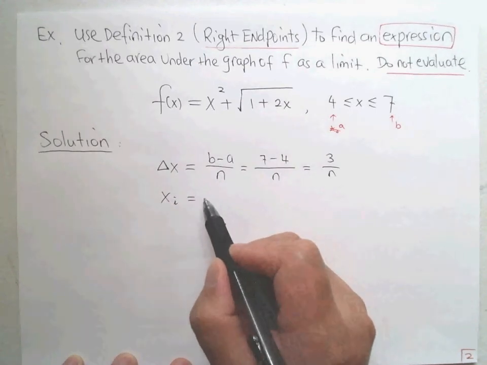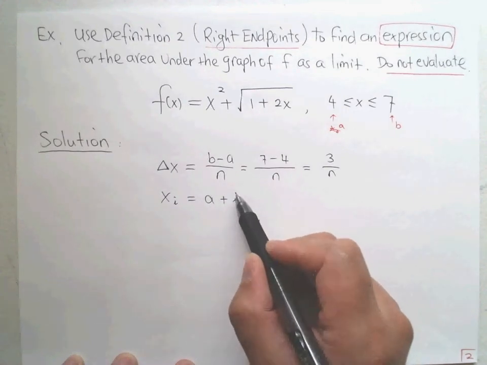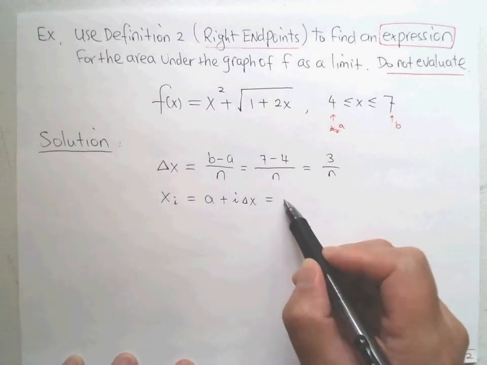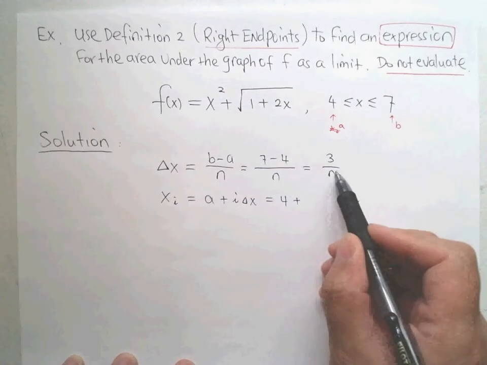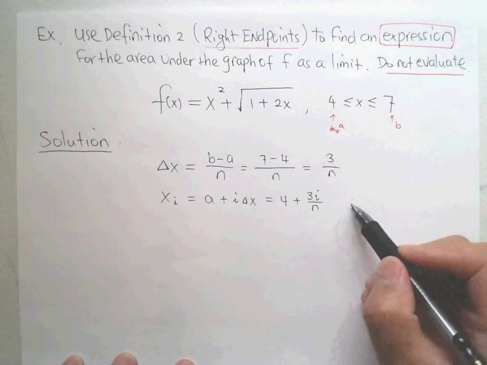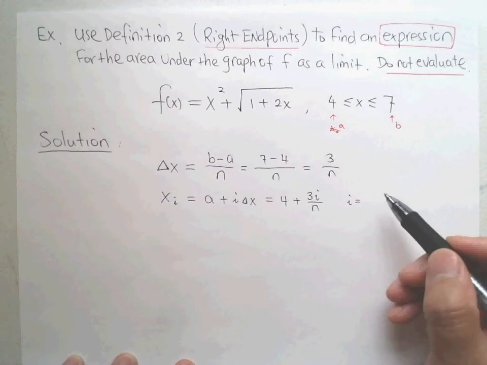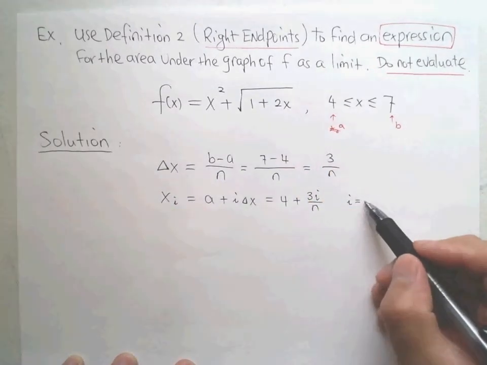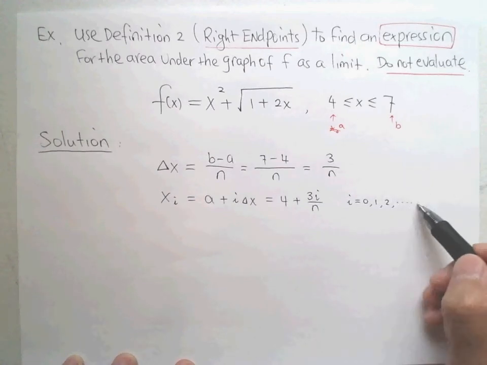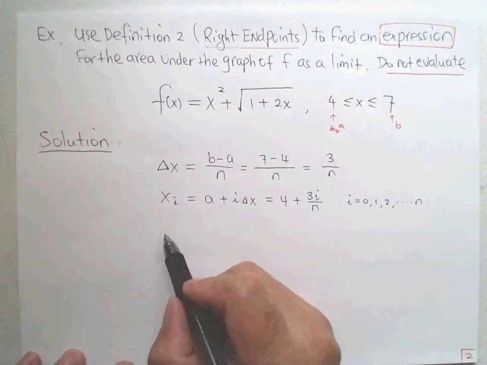Okay, and then we can find xi directly. Remember the definition: xi is x0, or we say a, plus i times delta x. So a is 4 plus i times 3 over n, which is 3i over n. See, we get i. So what is i? This i goes from 0. If i equals 0, that's 4. i goes from 0, 1, to n, which is xn.